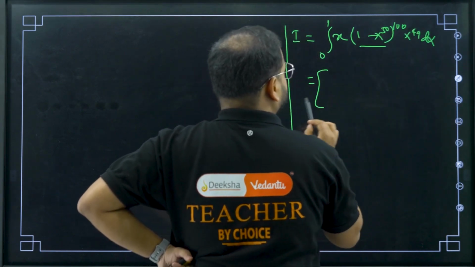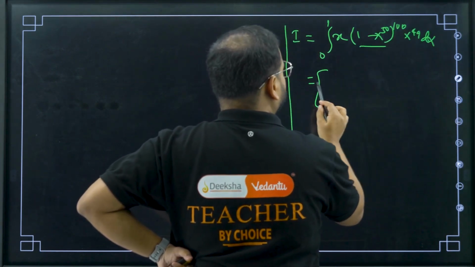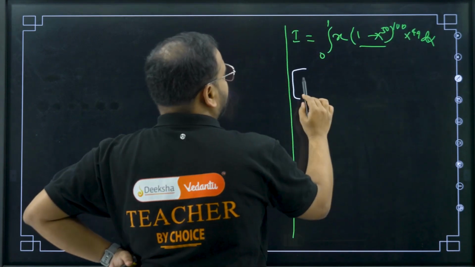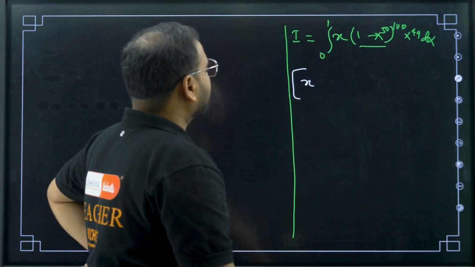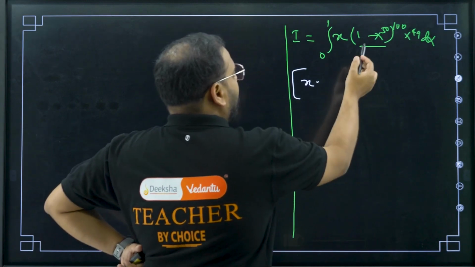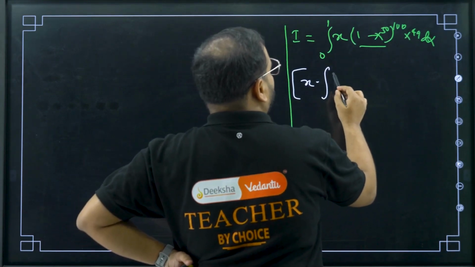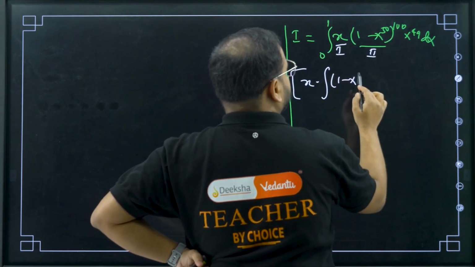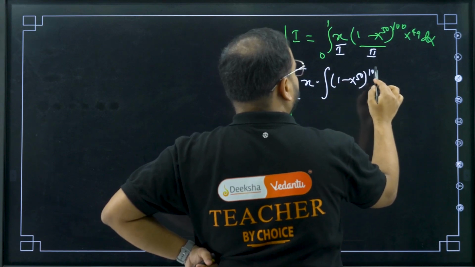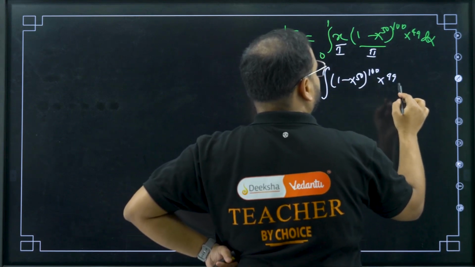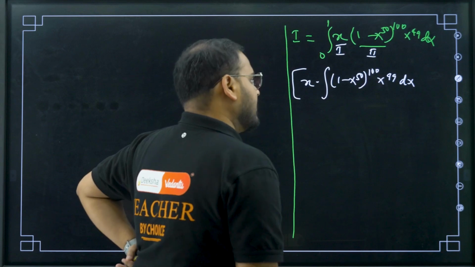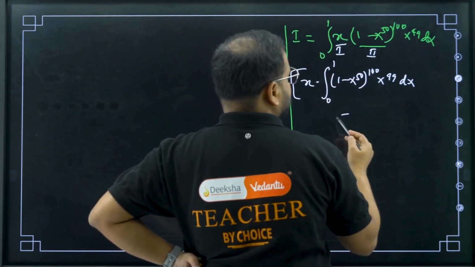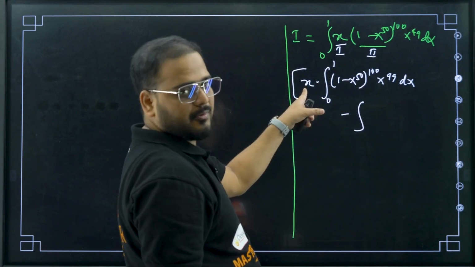Let me take the entire space over here because I'll require it. I'll take x as it is. Next, I'll do the integration of this part. Integration of what? (1 minus x power 50) power 100, x power 49 dx, from 0 to 1. Okay, there will be another minus sign. Next, what? Differentiation of this x. How much is that?